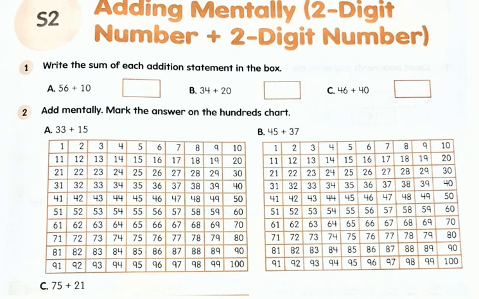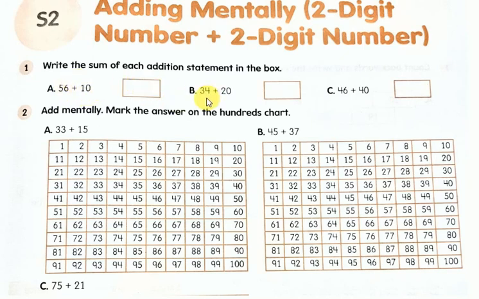Open your workbook. Block 3S2, adding mentally 2-digit numbers. The first question over here is write the sum of each addition statement in the box. You have to write the sum of each of these addition sentences. The first question is 56 plus 10. We already know that if a number ends with 0, we just have to add the number of tens. So 56 plus 10. It has 1 ten. 56 plus 10 is 66.